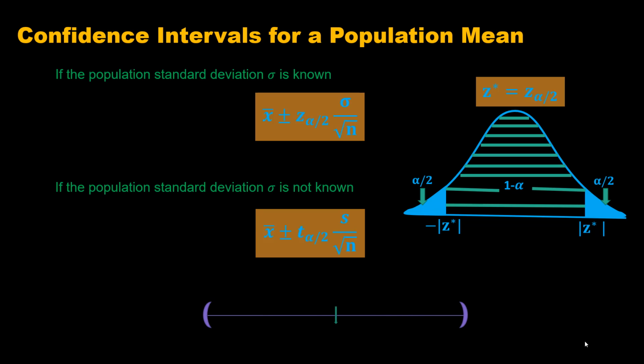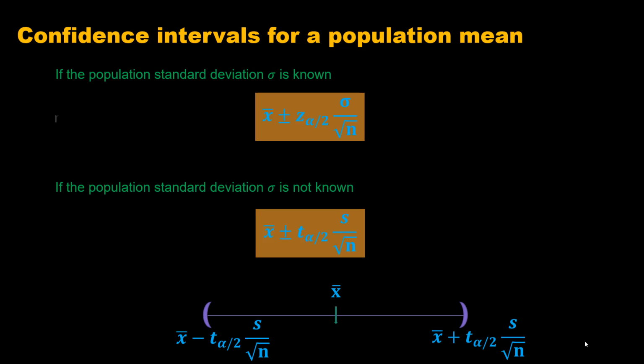So the confidence interval as I explained before is the same. The middle is x bar, then this is x bar minus t alpha over 2 s over root n and x bar plus t alpha over 2 s over root n.